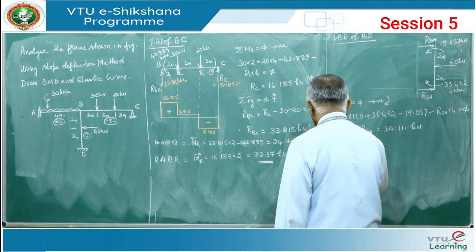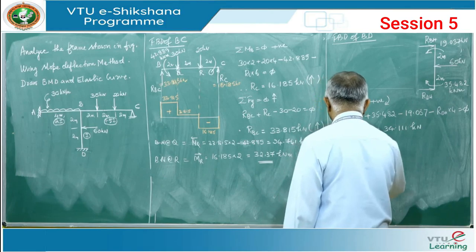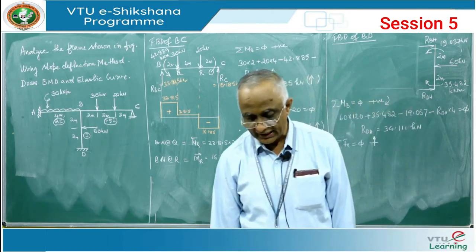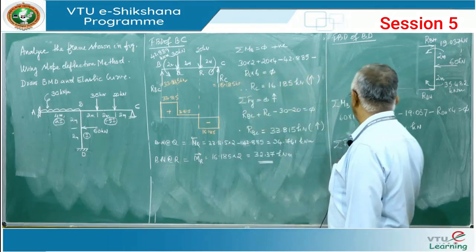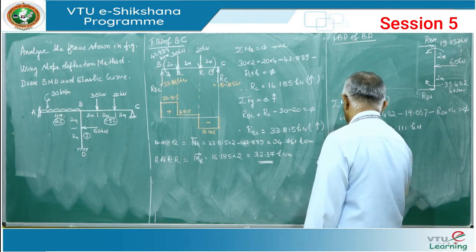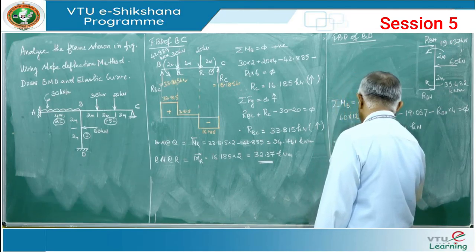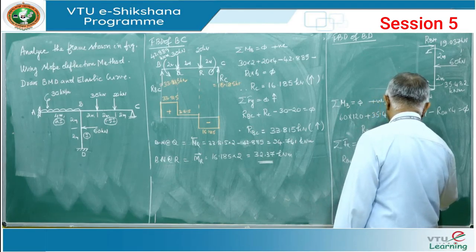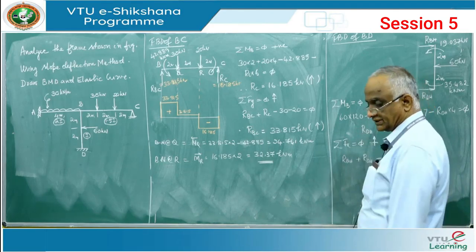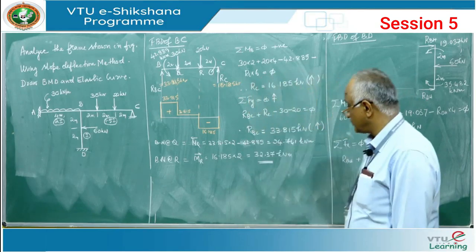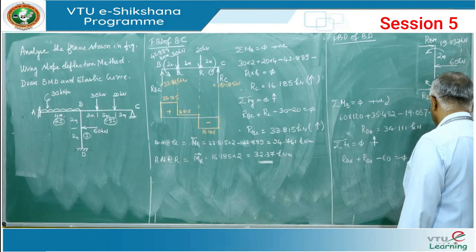Use the other equation. In this case we can call that as sigma Fx. Net horizontal force on this free body diagram should be equal to 0. I have RBH plus RDH minus 60 equal to 0. Therefore, RBH is equal to 60 minus 34.111. It is 25.889.